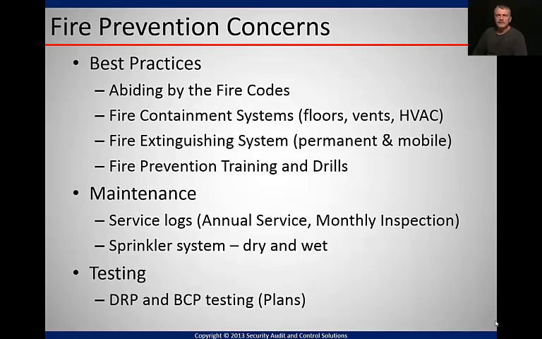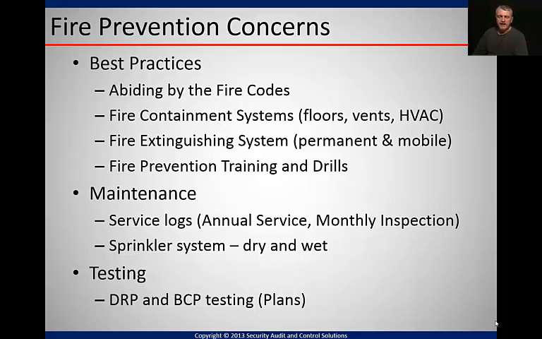Now, when we look at fire prevention concerns, there are issues like we have to abide by fire codes, local fire codes. We can have fire containment systems on floors, on vents, and also the air conditioning. So if a fire breaks out in the one room, we should be able to lock everything down to make sure that the fire doesn't traverse to the other room as well.